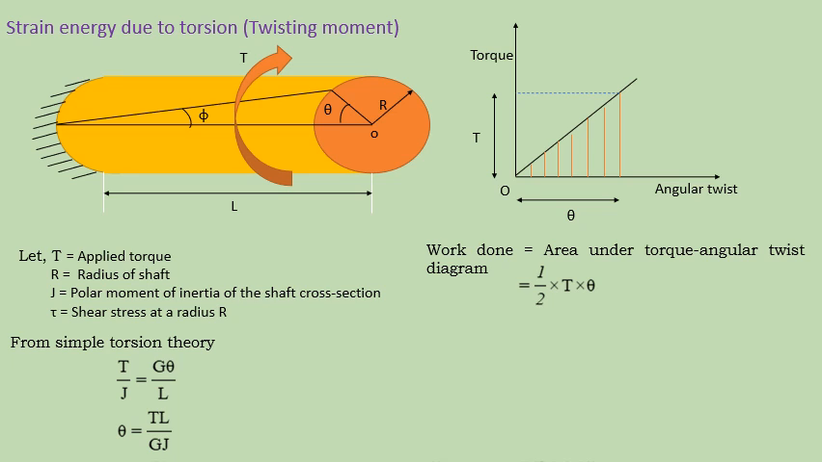So base is T, that is torque, and height is theta. Therefore half into T into theta. So in place of theta, we can write TL divided by GJ. Therefore half into T into TL by GJ. Therefore the work done or strain energy becomes U is equal to T square L divided by 2 into G into J.